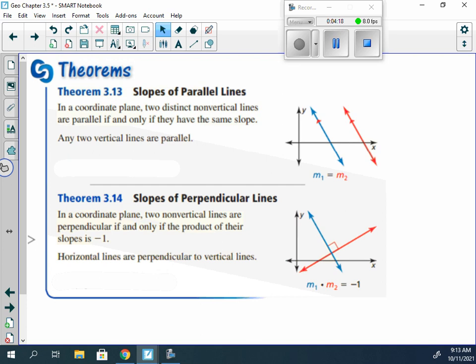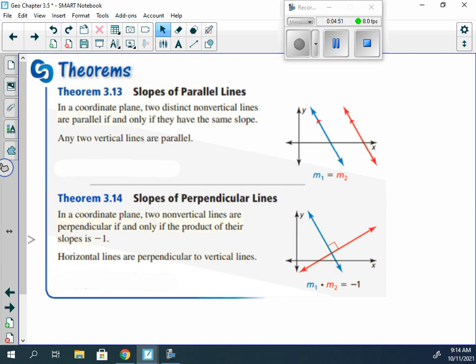So what we're looking at today is parallel and perpendicular lines. We've looked at it some the last few days. In a coordinate plane, 2 distinct non-vertical lines are parallel if and only if they have the same slope. If 2 lines have the same slope, then they're parallel. In a coordinate plane, 2 non-vertical lines are perpendicular if and only if the product of their slopes is -1.